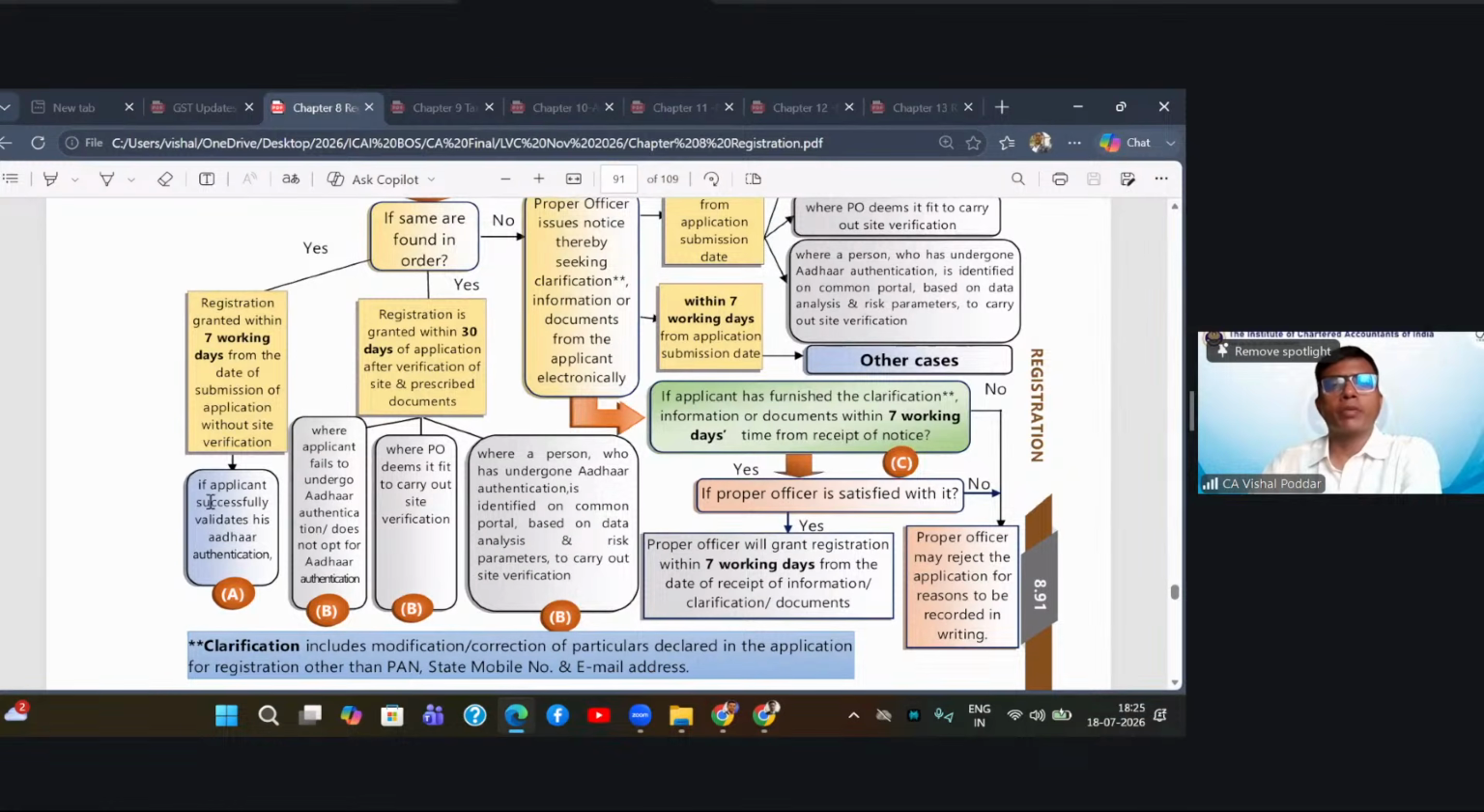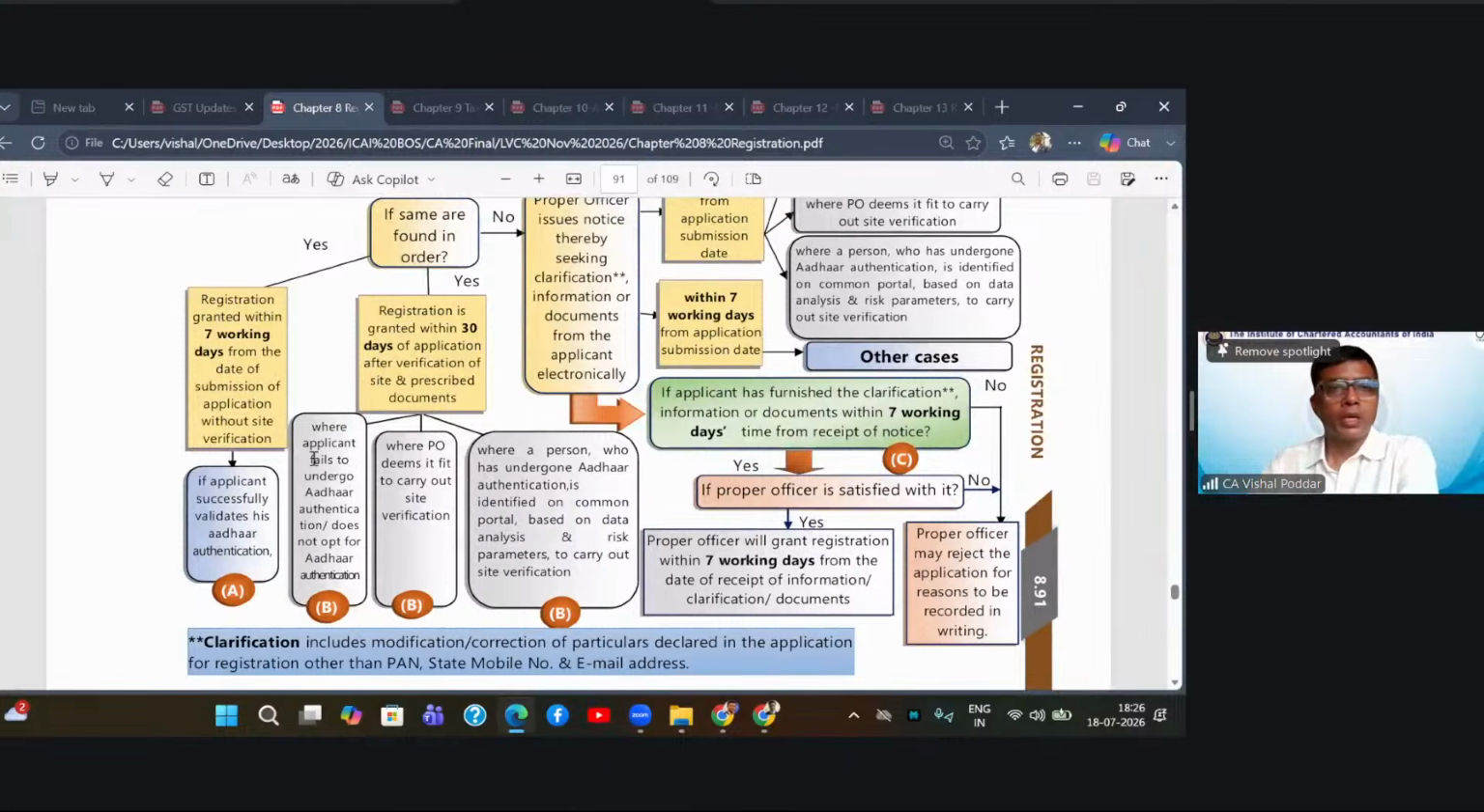verification if the applicant has successfully validated his Aadhaar authentication. So if you've done your Aadhaar authentication, then even without the site verification, you will get your registration within 7 days. Next possibility, whether your application is found in order, yes, registration will be granted within 30 days of application after verification of site and prescribed documents.